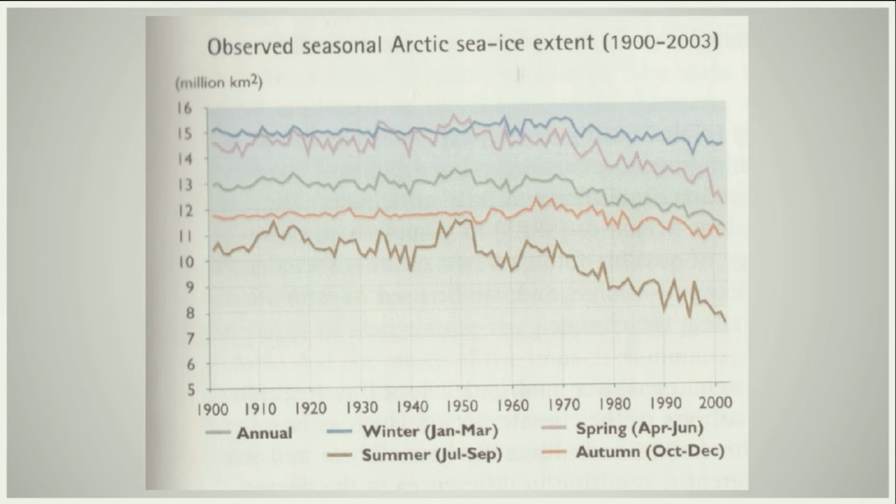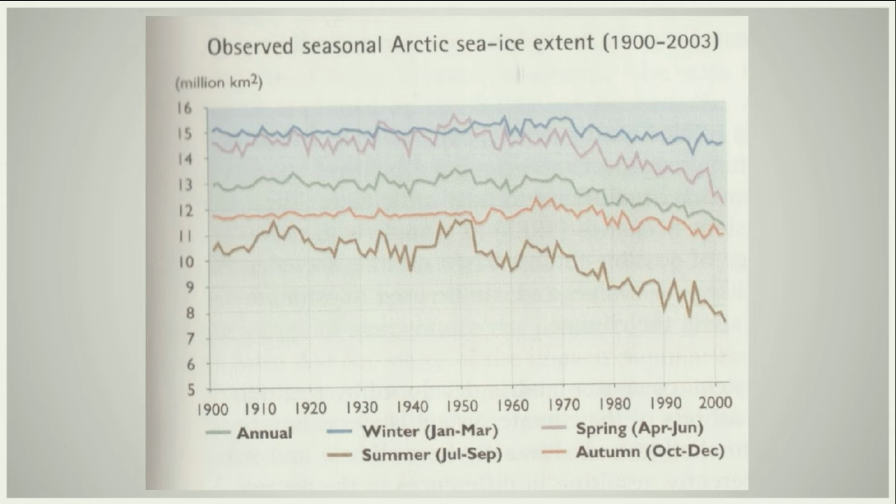But on top of that was a trend which at first you couldn't really see. And this trend started, we think, in about 1900. This graph shows how the seasonal ice cover in the Arctic changed. We can see that the brown curve, which is the bottom one, the summer ice, disappeared more quickly than at other seasons of the year.